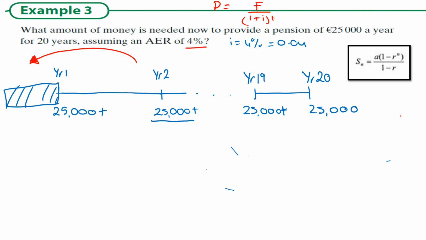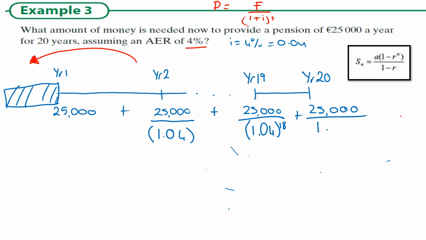Year 2 is going to have had a year. So remember, it's at the start of year 2, so it's had a year to accrue interest. So 1.04. Year 19 has had effectively 18 years. I put those pluses in a funny place. So it's had 18 years, and then the final one has had 19 years. So just watch that.